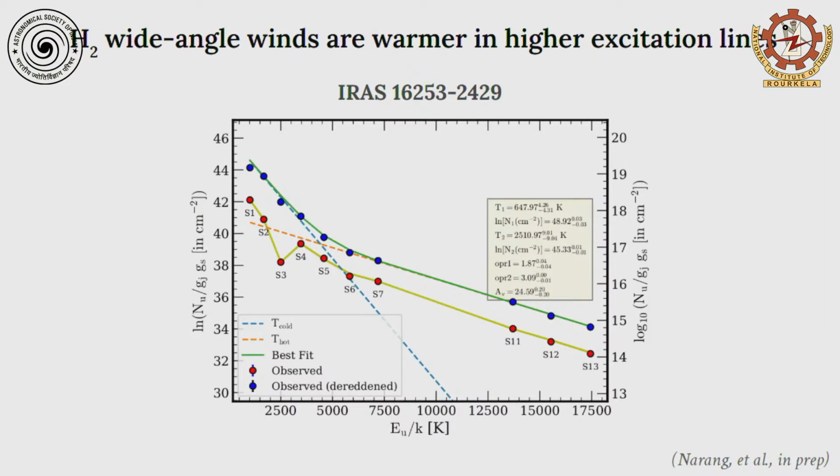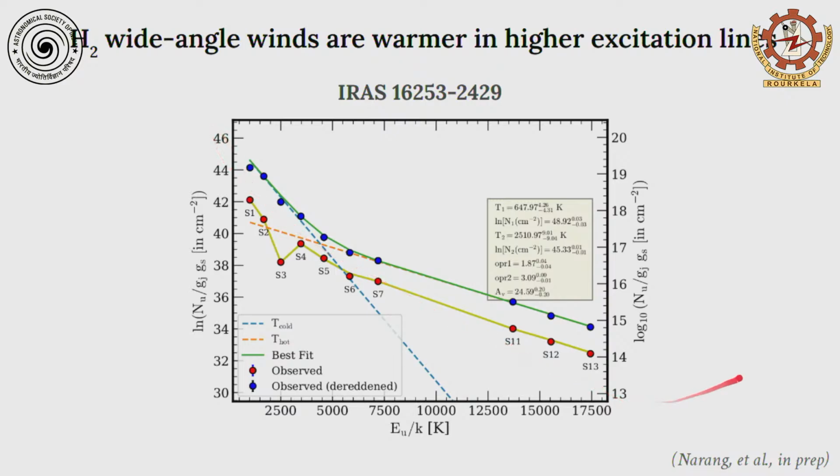And we also see these higher excitation lines are also warmer. So we've constructed what is known as the rotational diagram. This is just a Boltzmann diagram. You plot the number density, the level population ratio, against the energy level. Then if it is in LTE, you get a straight line, but clearly this is not in LTE.